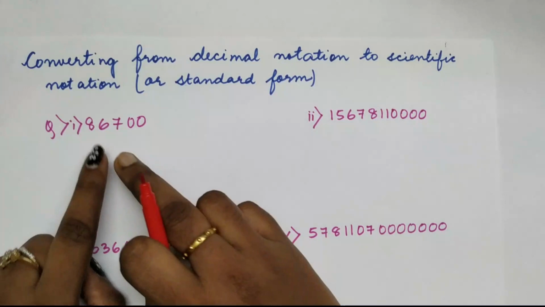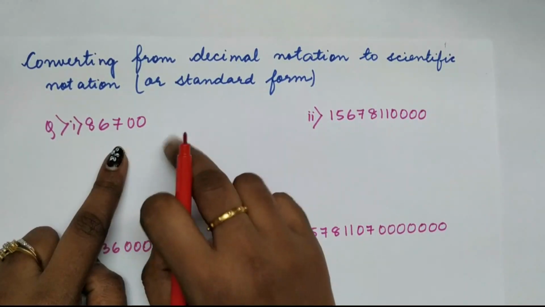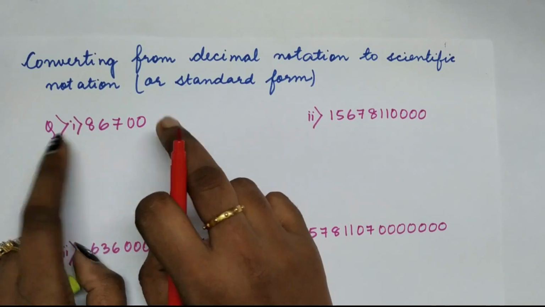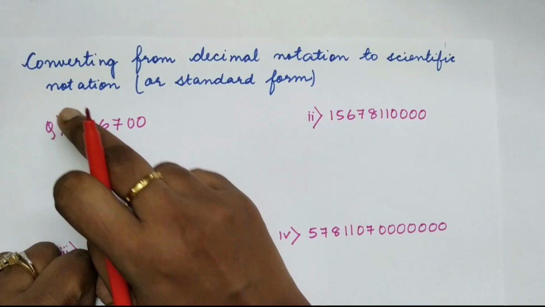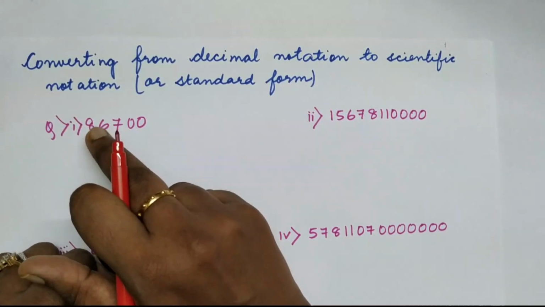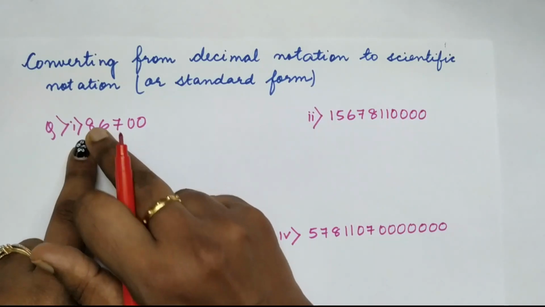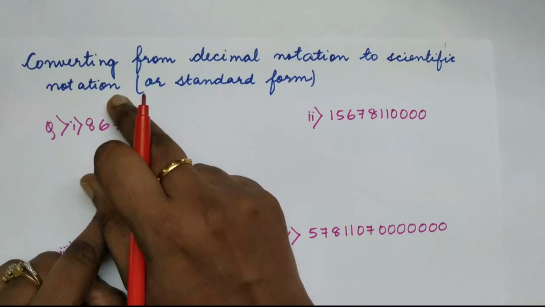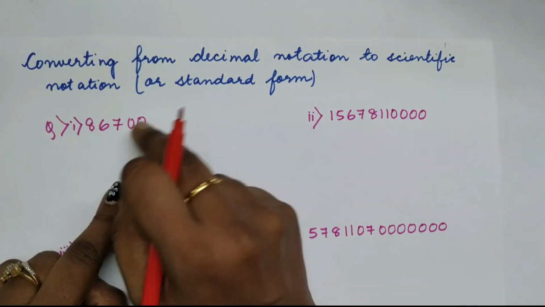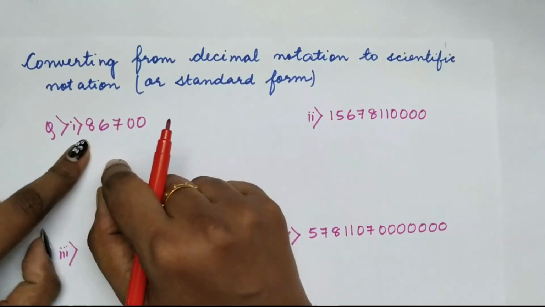Now this is a number 86700 or 86,700. So you have to move to the left. We have to move to the left till one digit is left to the left of the decimal. Means I will move from this 0. So 1, 2, 3, 4. I have to move 4 times till I reach just one number before the point.